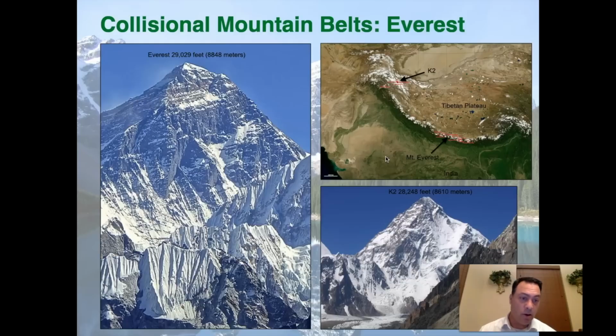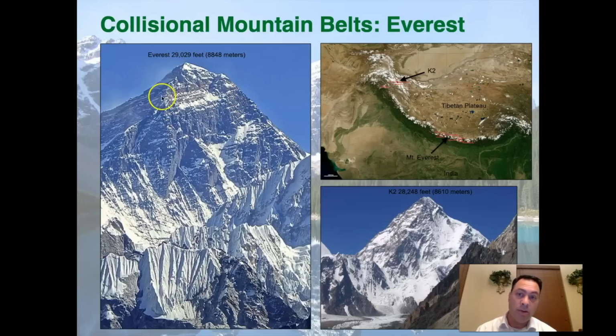In fact, here are two of the tallest mountains on planet Earth. Mount Everest at 29,029 feet, which is about 8,848 meters. And K2, which stands for Karakoram 2, which is at 28,248 feet, which is 8,610 meters. So while these are the two tallest peaks, there's about a 750-foot difference between the two of them.